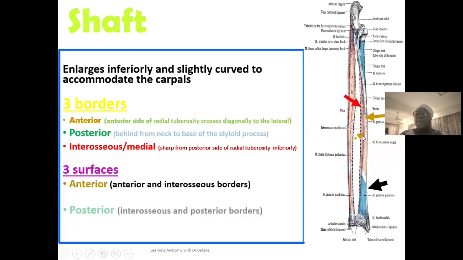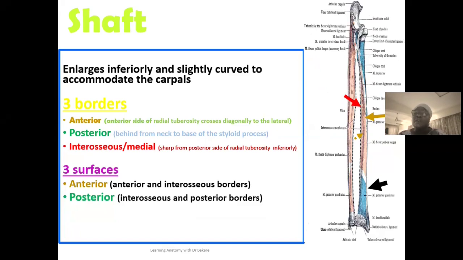So in between these two borders, we then have the anterior surface, and this is what is also arrowed at this point. Then we have the posterior surface, and this surface is expected to be positioned between the interosseous border here and also the posterior border. Don't forget that the posterior border is not seen here in this image. So this surface will be seen at the posterior region, but specifically it will be located between the interosseous border and also the posterior border.